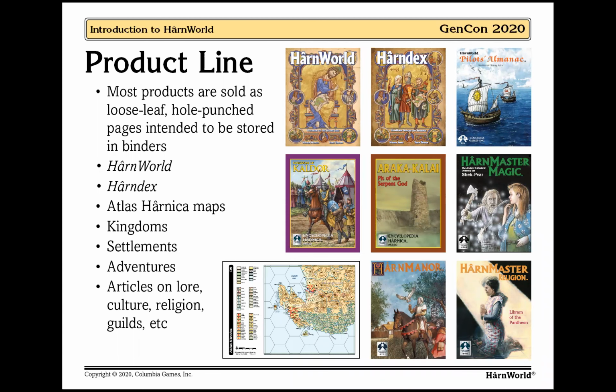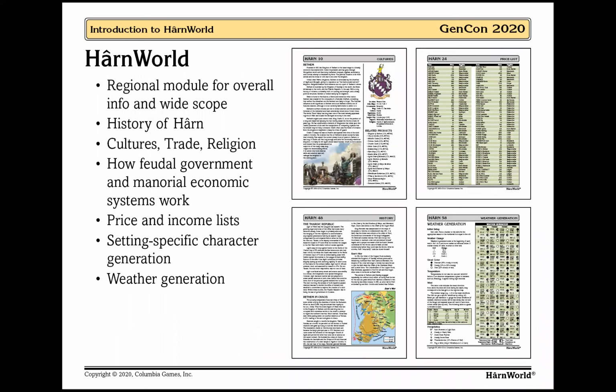But the HârnWorld master module is a good introductory book for the region. It has the history of Harn, and covers in a high level of detail cultures and trade, religion, how feudal governments work, and how the manorial economic system works. It has price lists, income lists for various occupations, and a weather generation chart. So if you're looking for that basic where to start, the HârnWorld master module is the place to go for that high level information.